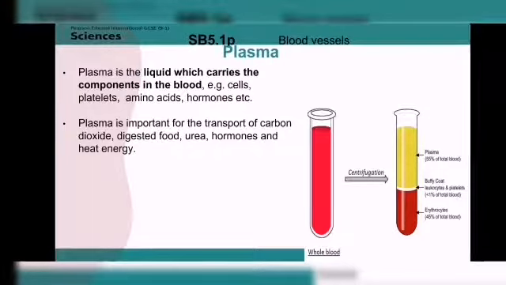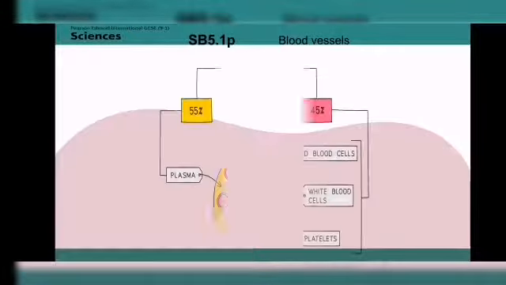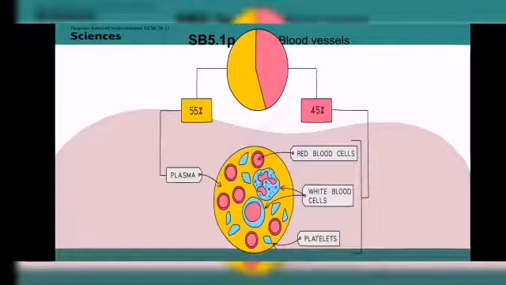As we said, if we have whole blood and we spin it around really fast in a machine called a centrifuge, this will separate the blood into two layers, the yellow one called plasma. Okay, 55% of blood is plasma and 45% blood cells.